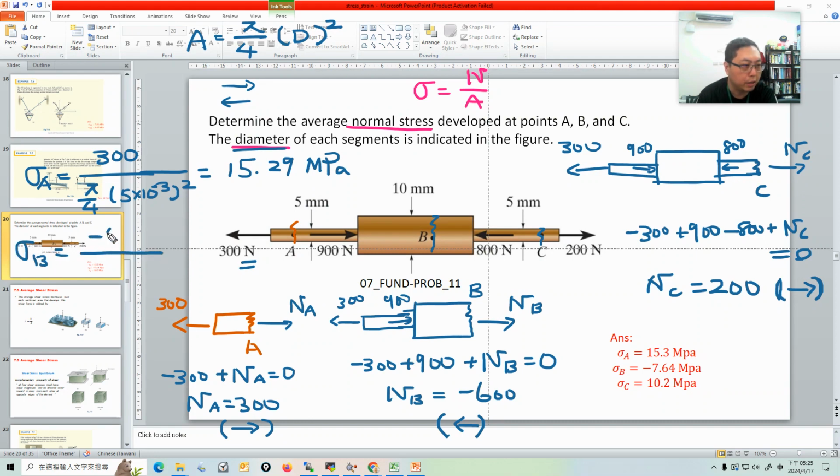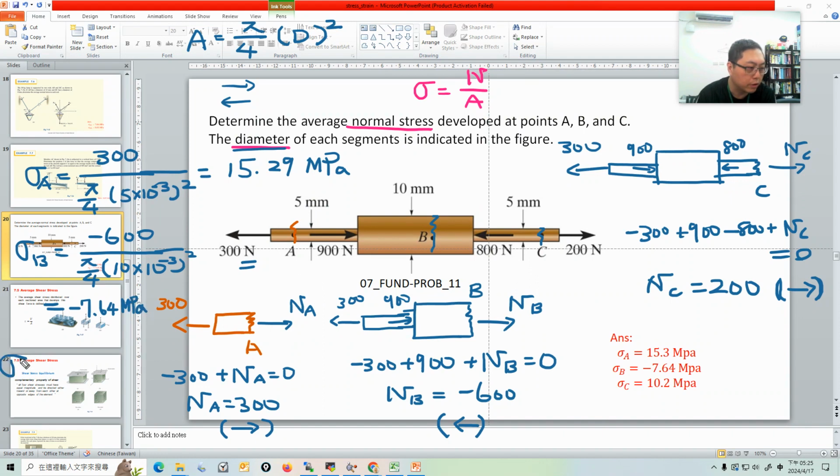So what's the stress at B? It's minus 600 over pi over 4 times 10 times 10 to the power minus 3, squared. Let's check: 3.14 divided by 4, times 100, inverse, times 600. It will become minus 7.64 megapascal.